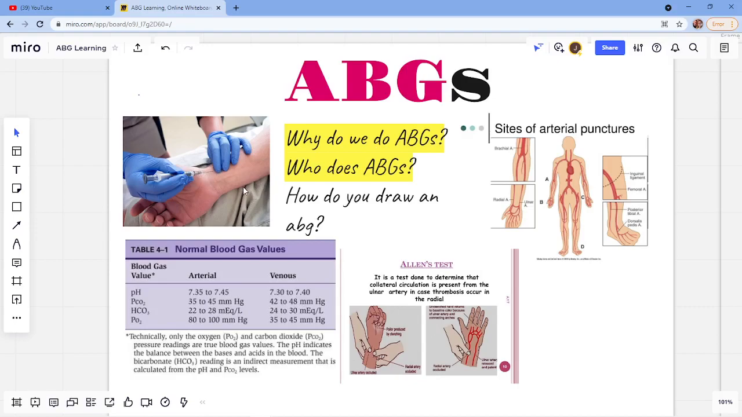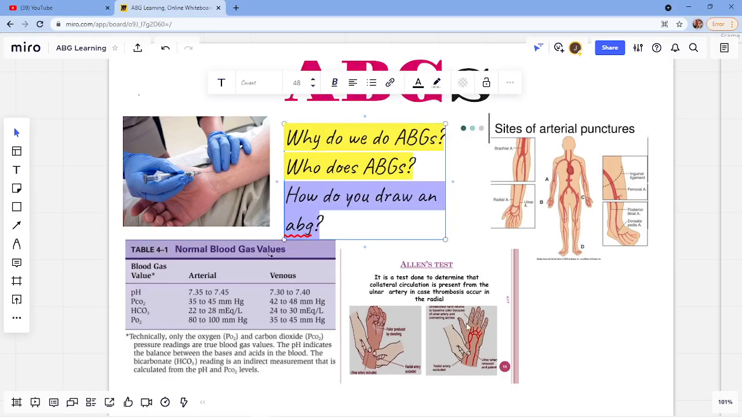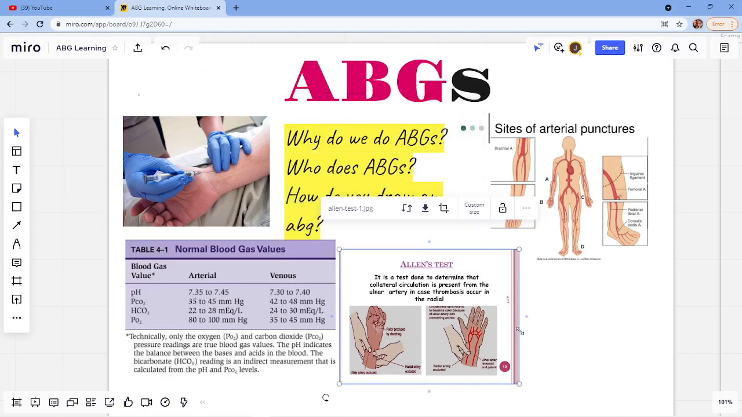Always the radial artery. It could also be the brachial and other arteries, but if it's in the wrist, it's always the radial. The Allen's test you can see here in the bottom is a test that you would do prior to performing the ABG to make sure you have good collateral circulation. You're always going to be poking the radial artery, so you want to make sure that the radial artery has a good collateral with the ulnar. Otherwise, you can cause some serious issues with the circulation to the hand. So you want to make sure that you perform an Allen's test.